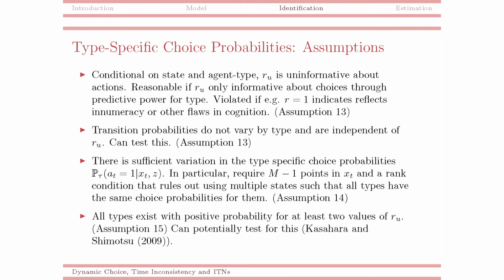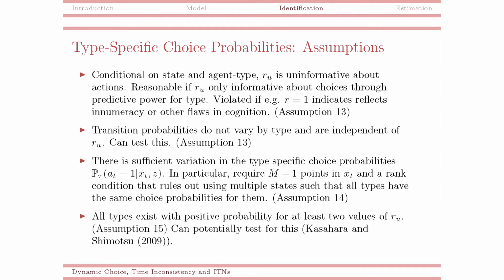And then finally, we require a relationship between the number of types we allow in the model as well as the richness of the state space. So in particular, in this version for the talk, I have only 3 types. So I'm going to require at least 2 points in the state space, and I'm going to impose a rank condition that says that I need agents of different types to behave sufficiently differently at these 2 different points in the state space. So this is, again, reasonable, because if types really behave similarly across the state space, it's going to be very difficult for us to actually separate out the different types.